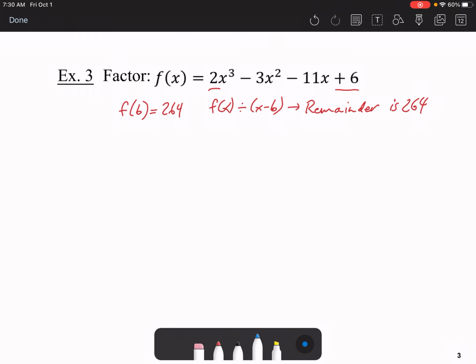We're going to try the value 3. Now it's just a random guess. There's no exact way to do this, just some random choices. And we see f at 3 equals 0. So that means x minus 3 is a factor of the function f of x.